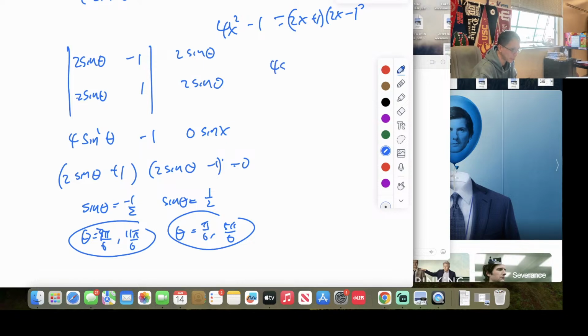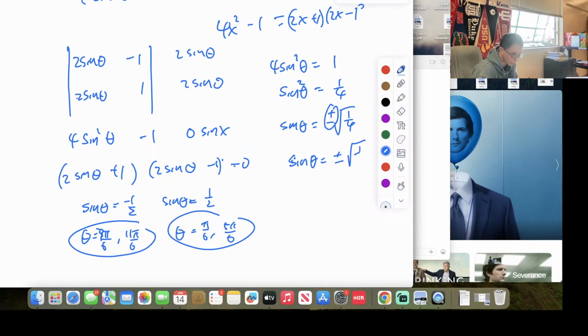Now, some people do it this way. That doesn't mean it's wrong, but it's a little bit more tricky. Because if you do it this way, it's going to be the square root of 1 over 4, plus minus. The problem is you forget the plus minus. That's equal to plus minus 1 over 2. Actually, hold on a second. This is 1/2. This is plus minus 1/2. So therefore, theta is equal to pi over 6, 5 pi over 6, and theta is equal to 7 pi over 6 and 11 pi over 6.